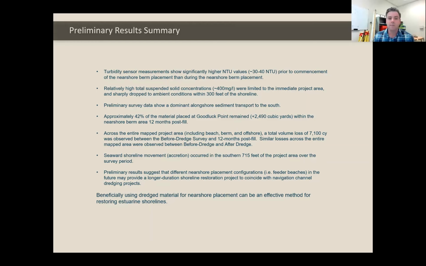There was a seaward shoreline movement and accretion occurred in the southern 715 feet of the project area over the survey period. But what our results are showing is that different configurations, perhaps feeder beaches in the future, may provide longer duration shoreline restoration or seaward advancement of the shoreline and less losses to the offshore.